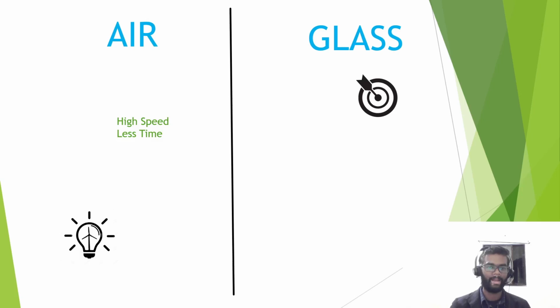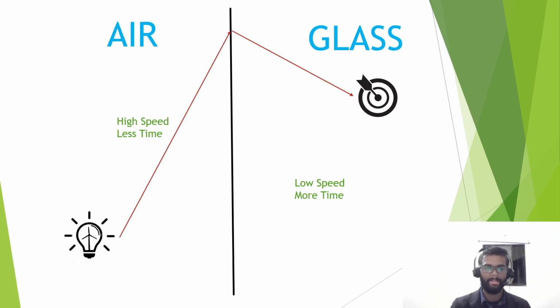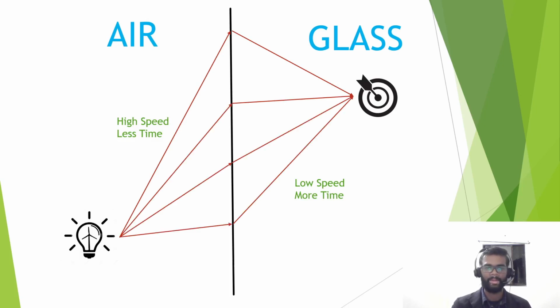There are a couple of characteristics. In air, light will have high speed and take less time because the refractive index is about 1. For glass, the refractive index is 1.5. That means it will have low speed but it will take more time. Because we have a boundary between air and glass, obviously light has to take a transition. For example, this is one of the options that light can take for reaching from source to target. I'm showing you a couple more options, but actually there are infinitely many different paths that light can take, right? And we are interested in the path that will take the least time.